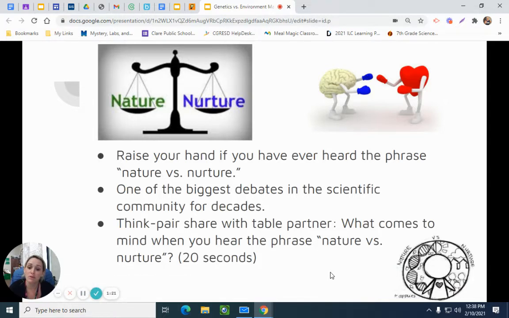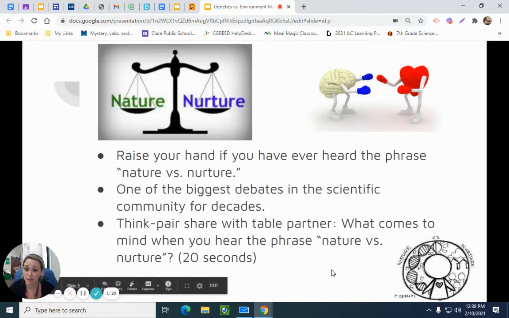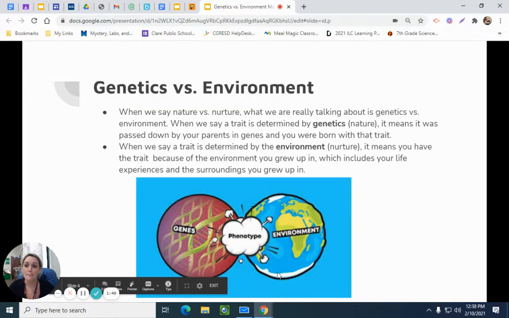So what comes to mind when you hear nature versus nurture? Well, if you think about the definition of nature, our genetics play a huge role and we're born with that. That's our nature. When I think of nurture, I think of how you nurture a child, how you are raised. So nature is more genetic versus nurture, which is environmental. So it's essentially talking about the same thing we're learning about in class, genetics versus the environment. So when we say nature versus nurture, we're really just talking about genetics versus environment.